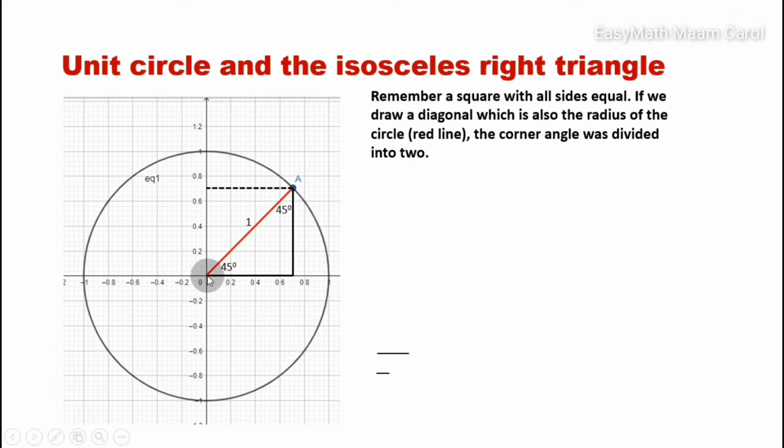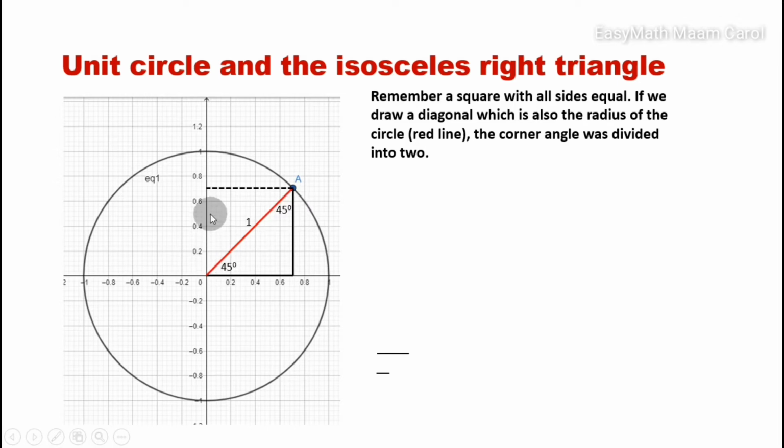Now, if we are going to draw a diagonal, so a diagonal line from one corner to the opposite corner, di ba? So, yan. Tapos, mapapansin natin na yung diagonal natin starts from the origin and ends on the circle itself. Therefore, the length of our diagonal is equal to 1, which is also our radius. Kaya naka-red siya. Para connect natin yung relationship ng unit circle natin doon sa dinrawing natin na square. So, diagonal of the square is same as the radius of the circle.